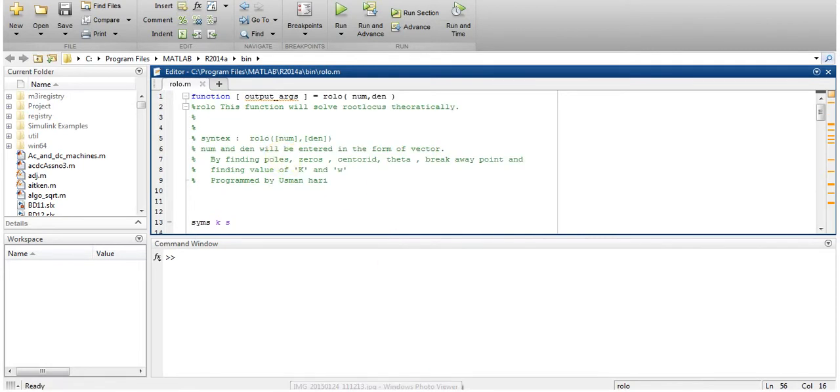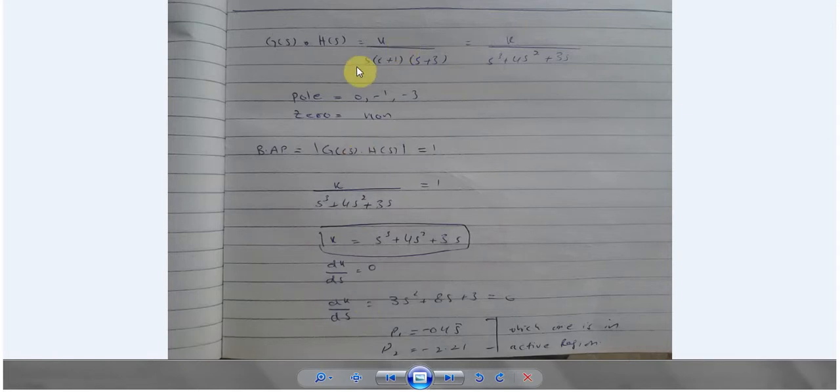First of all, let's solve the question. So here we have G(s)H(s) equal to K over s into (s plus 1) into (s plus 3). I just add the denominator and numerator in this function and see how it finds the parameters like breakaway point, and after that centroid, poles and zeros, that kind of stuff.